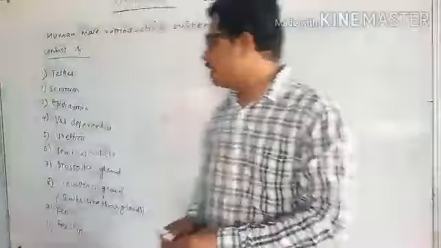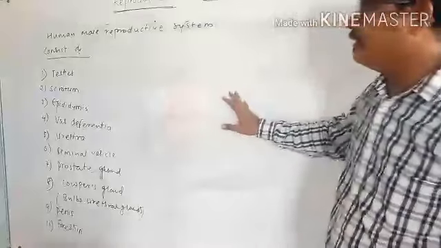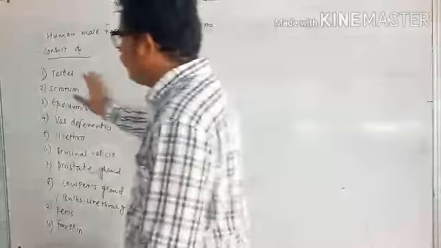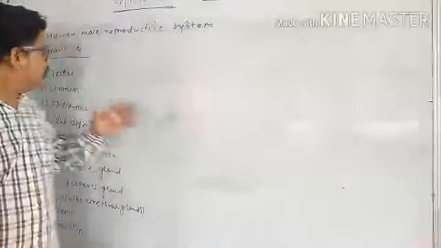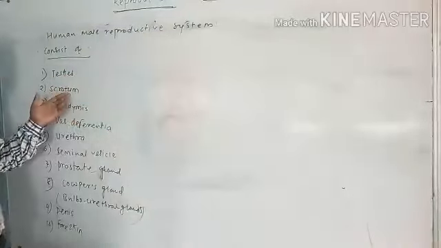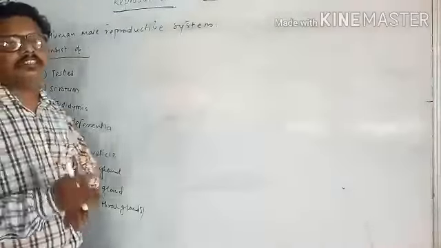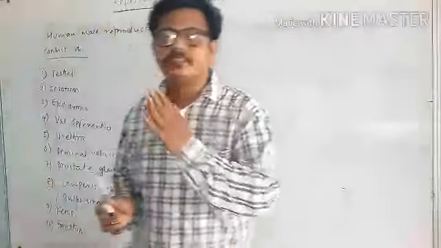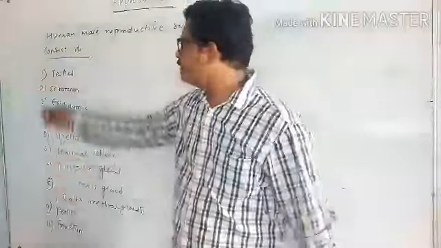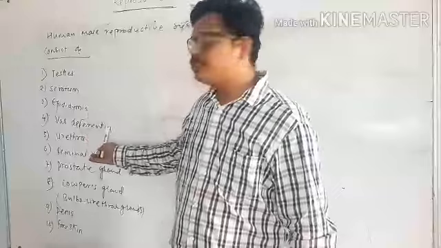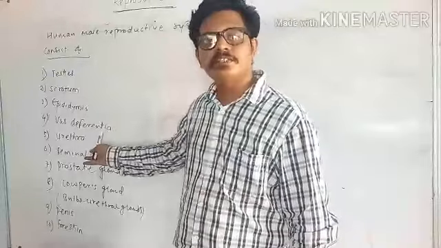So these are the structures which are present or involved in the male reproductive system, that is, a pair of testes, which are enclosed in the scrotal sac, the scrotum, and the epididymis, which arises from the testis and carries the sperm produced in the testis. Then the epididymis opens or leads into the vas deferens.